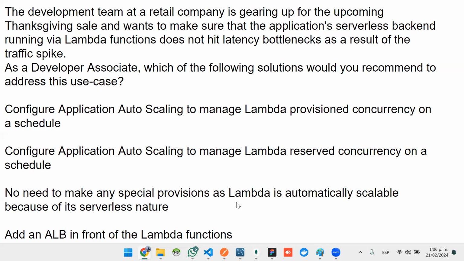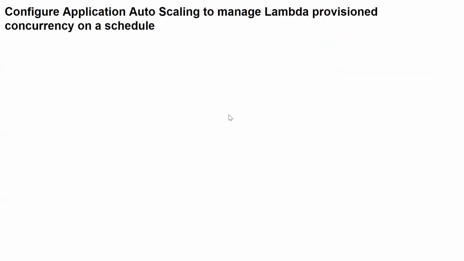application auto scaling to manage Lambda provisioned concurrency on a schedule. Configure application auto scaling to manage Lambda reserved concurrency on a schedule. No need to make any special provisions as Lambda is automatically scalable because of its serverless nature. Add an ALB in front of the Lambda functions.